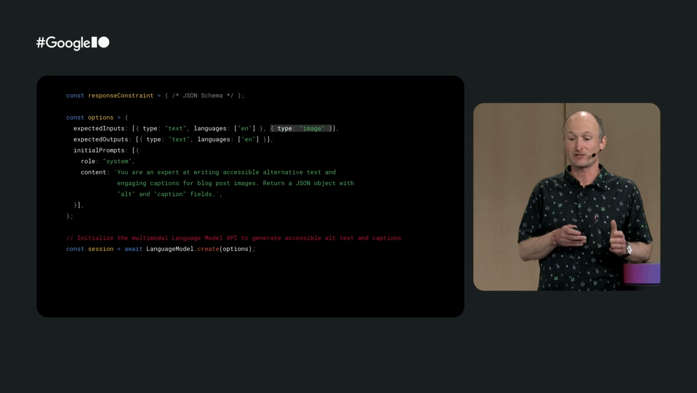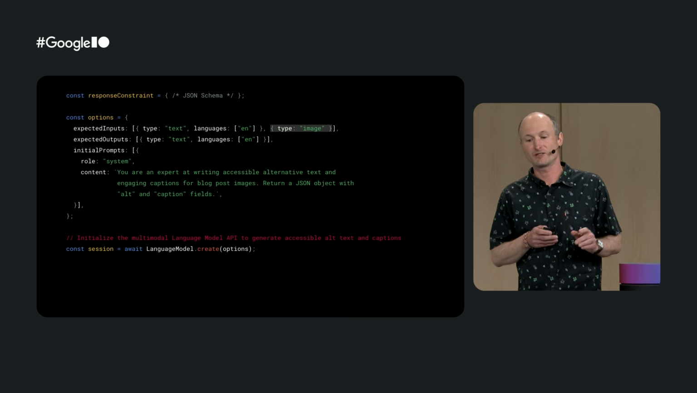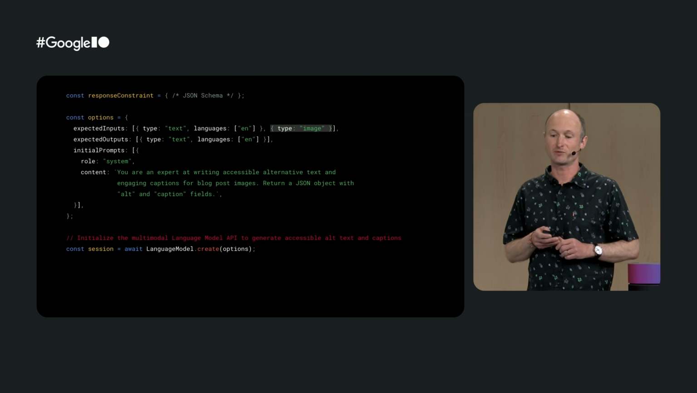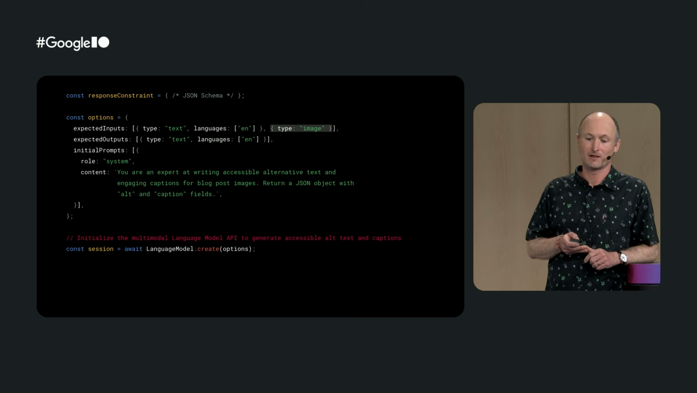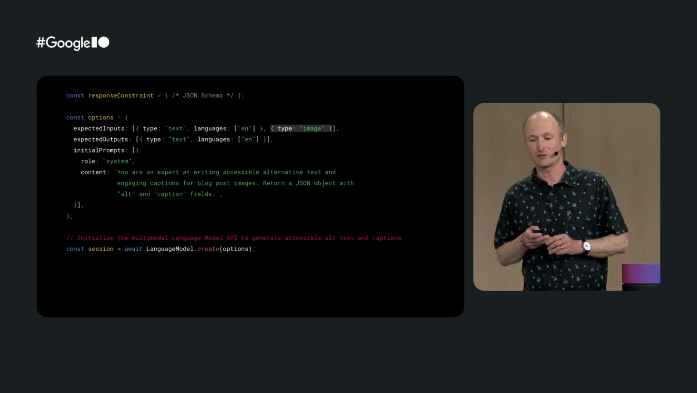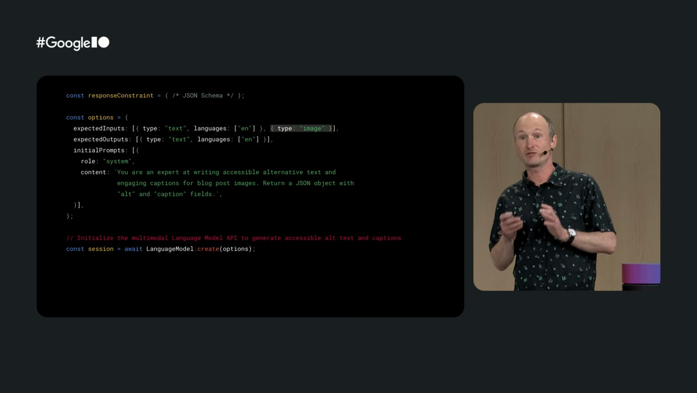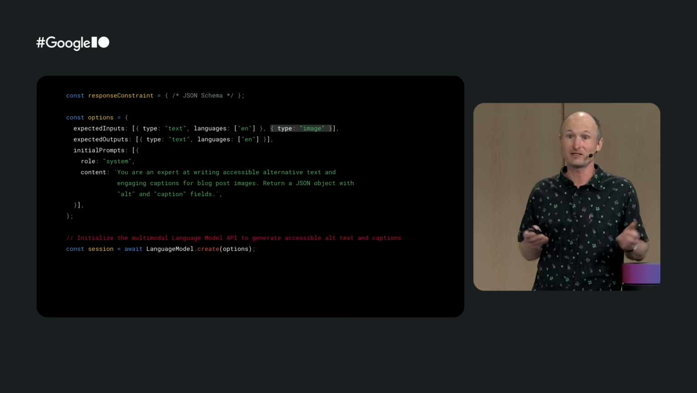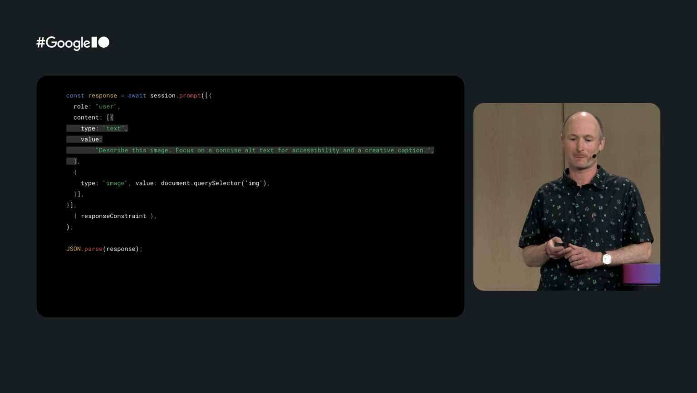Next, we create the session with the LLM, but this time we need to pass it one additional expected input type of image. We set the system prompt and brief the model to act as an alt text and image caption writer. And finally, we create the session.